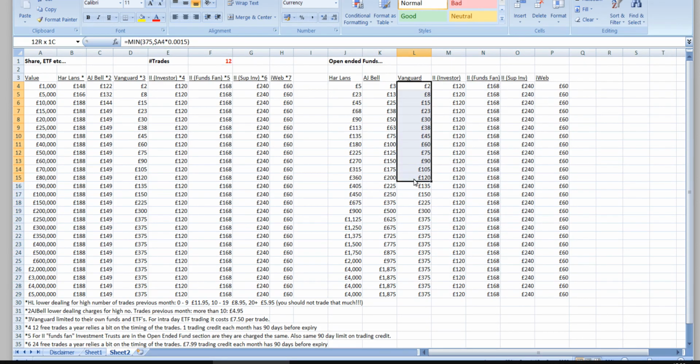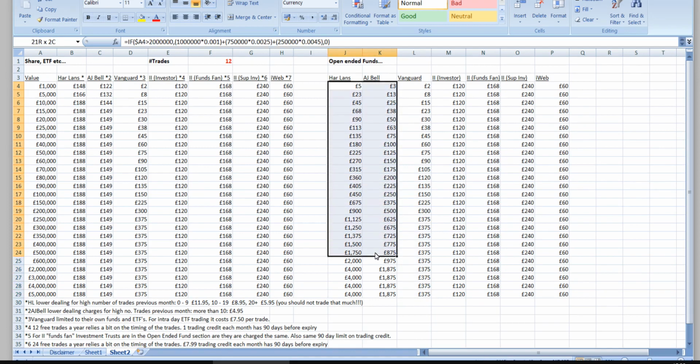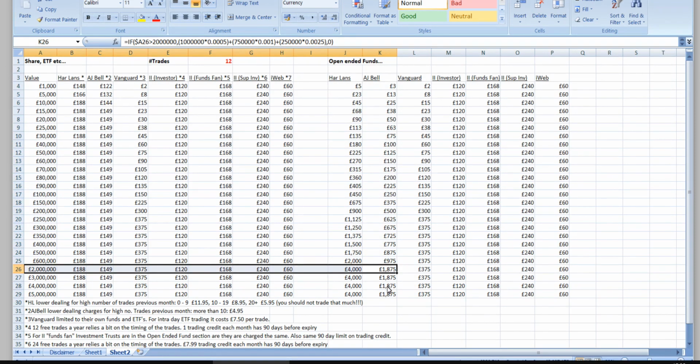Vanguard limits itself to 365, so that's as high as it ever gets. AJ Bell though and Hargreaves Lansdown don't limit you until you get really high, until you get over 2 million quid, and then it stops charging you extra for the funds.